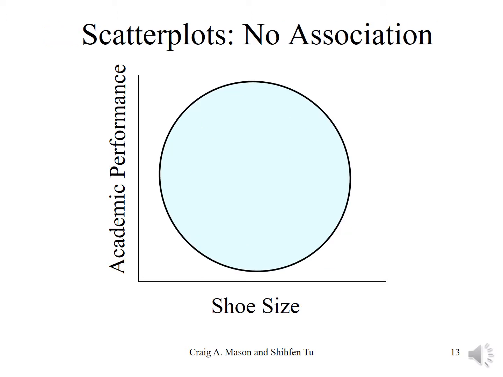Alternatively, you can have no association. For example, shoe size and academic performance. Big feet, small feet, it really doesn't matter when it comes to academic performance. There's just no association between the two.